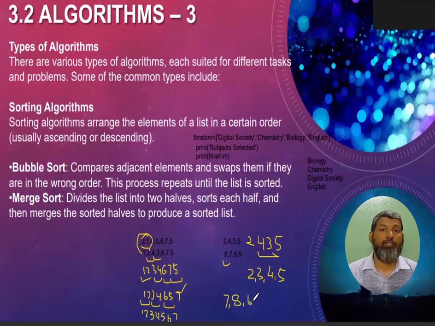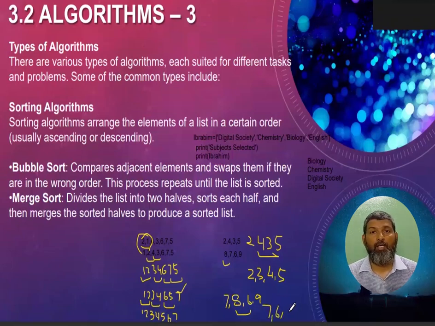6, and 9. Right now, the next pass would be 7 and 8. They are already ordered. Then 8 and 6, 6 is smaller. So that means this would be 7, 6, 8, and 9. Then you have another pass: 6, 7. Sorry. This becomes 6, 7, then 8, and then 9. So this will keep on doing until all the things are sorted.